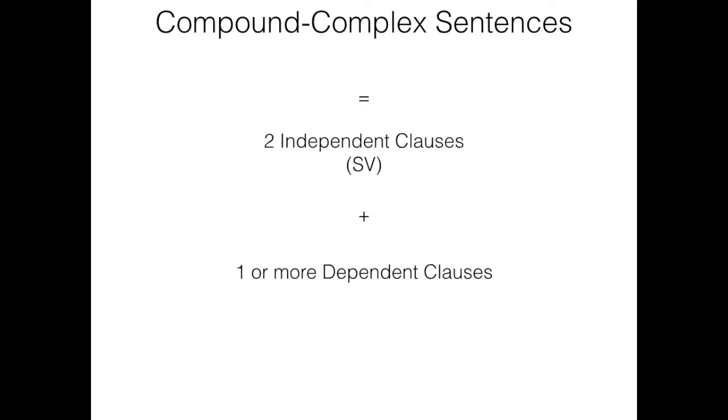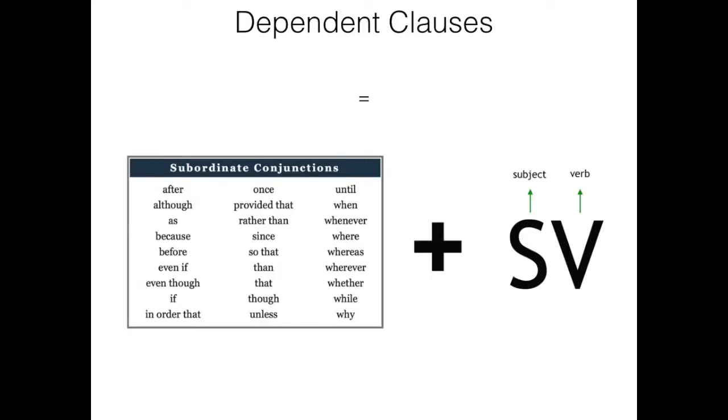Our last sentence type would be compound complex. For this one, we're going to have two independent clauses, and independent clauses have subjects and verbs. Combine that with one or more dependent clauses. Now, just for the sake of making this a little bit easier, we're only going to really focus on formulas that deal with just one dependent clause, but you can add more. You start off with a subordinating conjunction, and you combine that with the subject and verb.